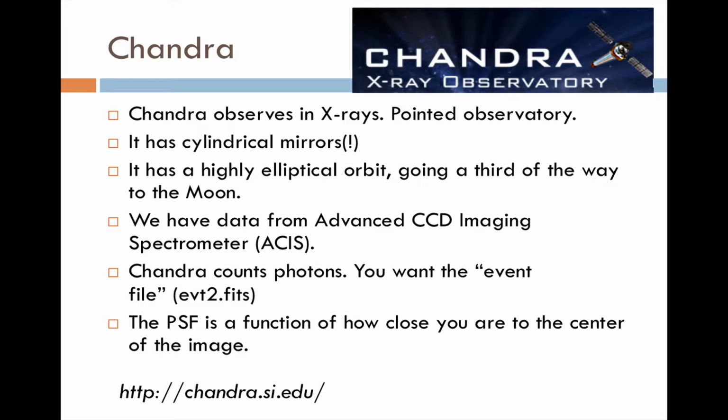Our data come from something called the Advanced CCD Imaging Spectrometer, or ACIS. Chandra, it turns out, counts individual photons. So when you're looking at images, you want the event file, which ends in evt2.fits. The PSF, the way that the observatory responds to light, is a function of how close the source is to the center of the image.